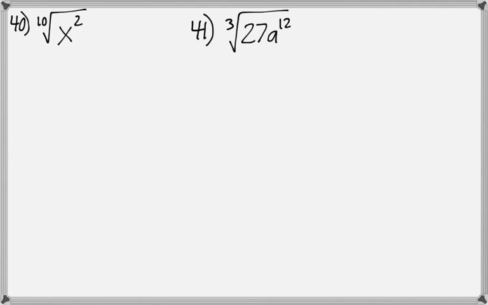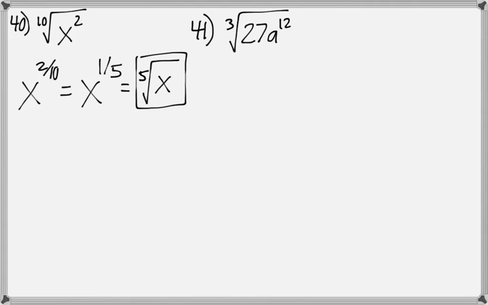Number 40 wants us to simplify, and then if any rational exponents appear after simplifying, to write our answer in radical notation. So we had the 10th root of x squared. If I convert this to a fraction exponent, this will be 2 over 10. And then if I reduce that fraction, it's 1 over 5. And then if I put that back into radical notation, that will be the 5th root of x.